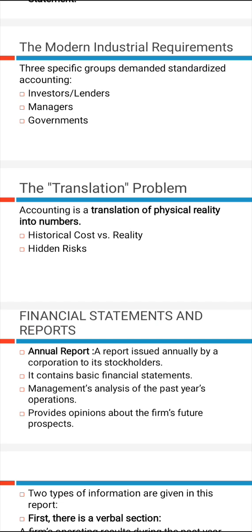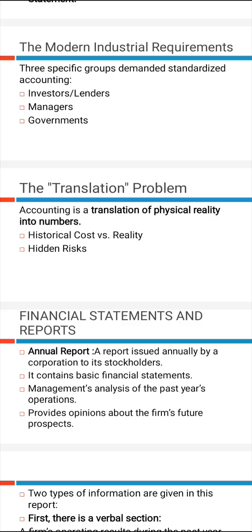So these are the historical cost versus reality. It means that some inflation effect is also included in the price. For example, a price fluctuation comes in because of the inflation factor included in it. Or a market effect is also included in the value of an asset. So this is the reality.